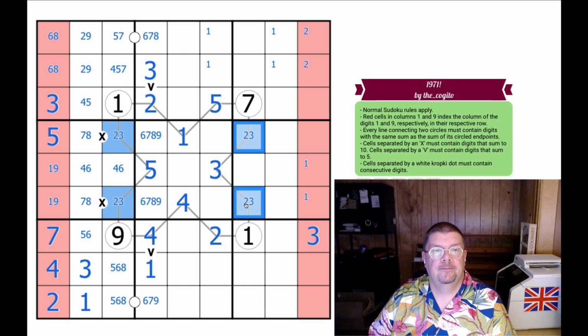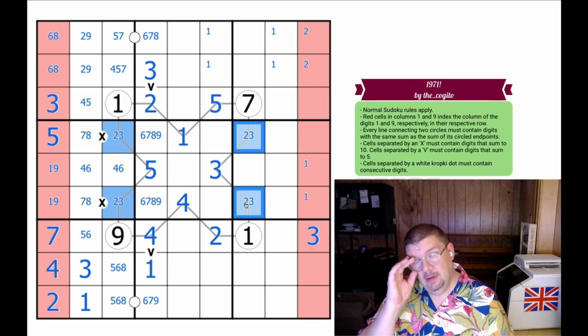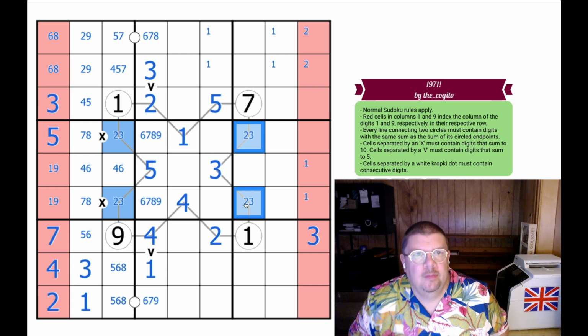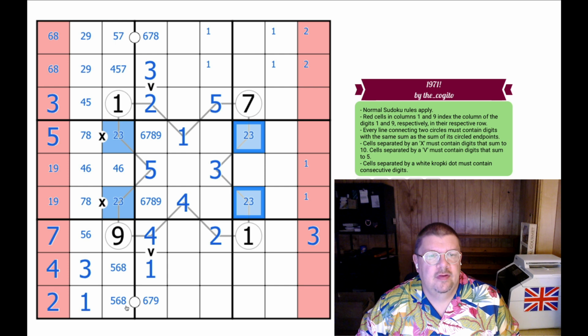Okay. Where do I look next? I think that pretty much just leaves us with indexing and resolving these dots and these x's.